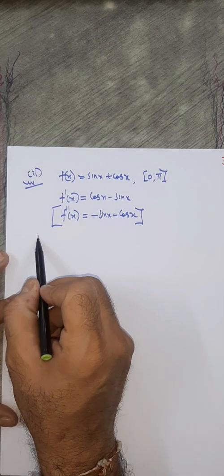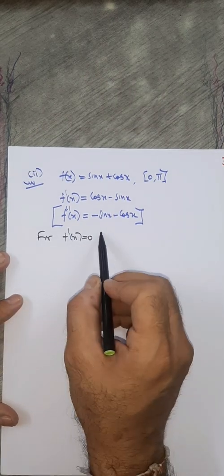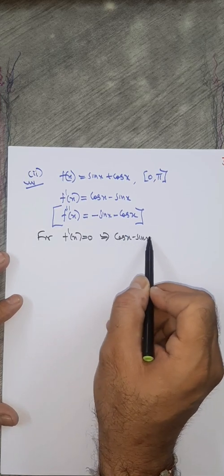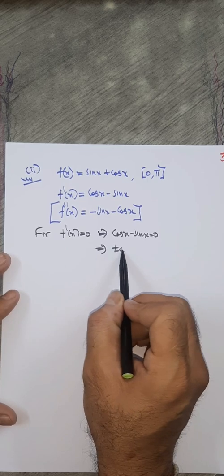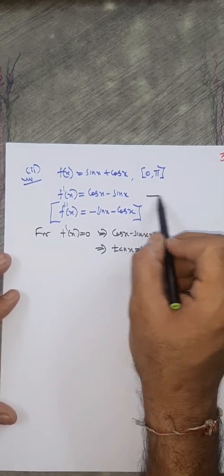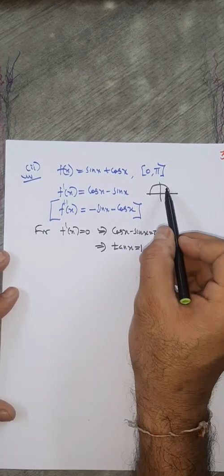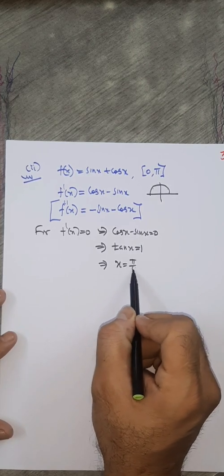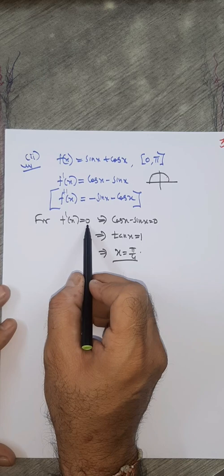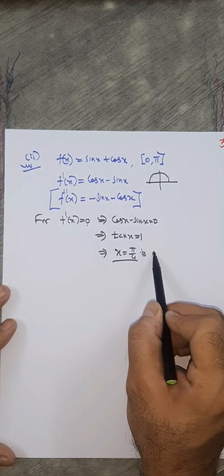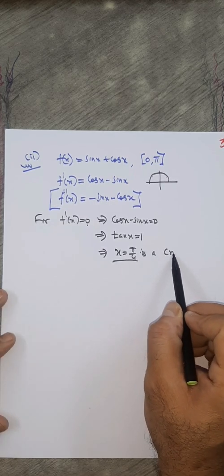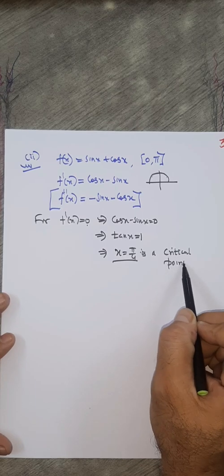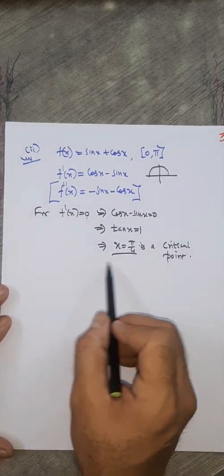Now, for f dash x equals 0, it implies cos x minus sin x equals 0. So you know very well that tan x equals 1. Here the domain is 0 to pi, the first two quadrants. Tan is positive in the first quadrant and negative in the second quadrant. That means you have just one critical point, in the first quadrant only. And what's that critical point? x equals pi by 4. This is the point where the first order derivative becomes 0, so it is a critical point. If you have confusion, just revise the theory.